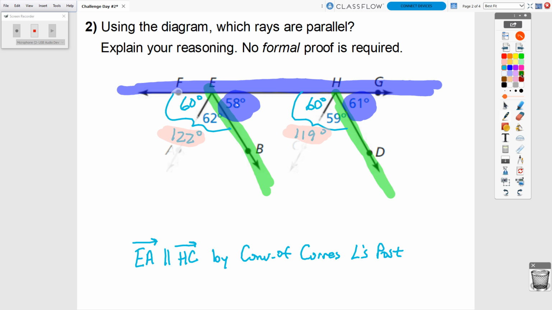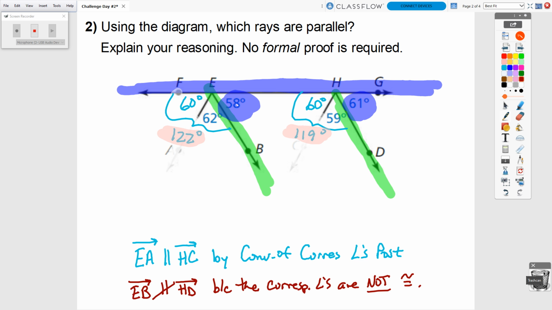And so we don't have to write this, but I will, just so that you see the point here: ray EB, and then I'm going to draw the parallel symbol and put a slash through it, that means is not parallel to ray HD, because the corresponding angles are not congruent or equal to each other. So again, I wouldn't normally write that out, but I want you guys to understand that's why those other two rays are not parallel to each other.